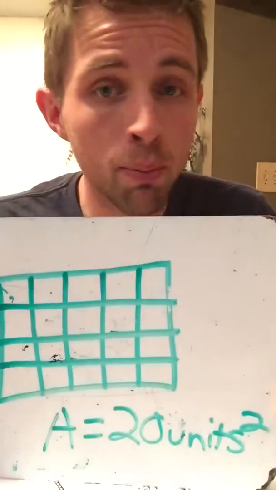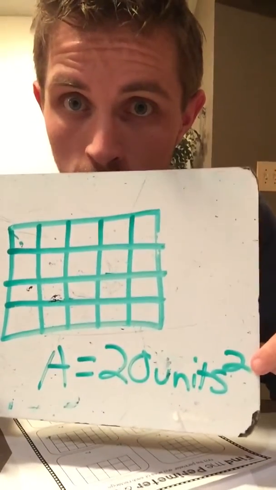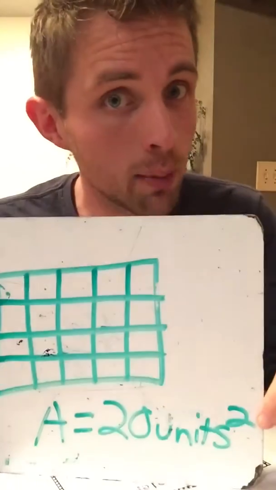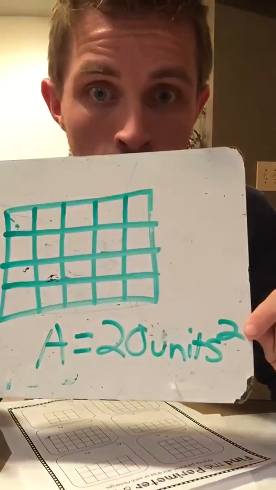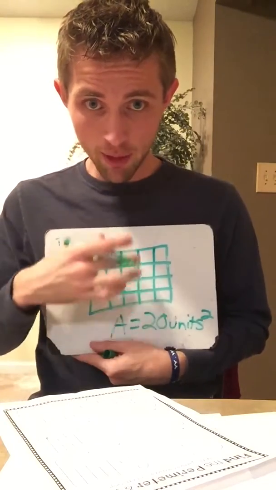Now, perimeter, we don't put square. Area, we put the little tiny 2 up top. Okay? Perimeter, we don't put the tiny 2. Area, we do put the tiny 2. And remember, all you have to do to find area is count the blocks inside.